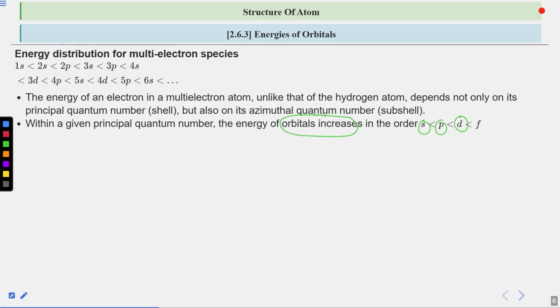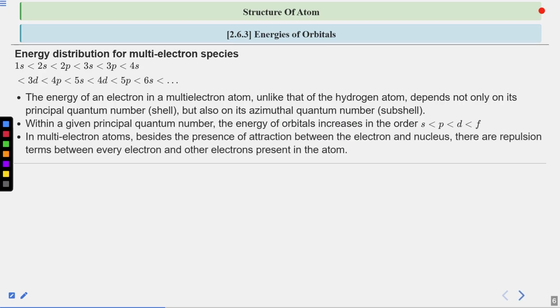Okay. So this is an important point to remember. Again I am repeating it. If you are changing the subshell, then you are increasing energy as s, p, d and f. So for a given shell, the value of l is important. Now, why is it happening? Why is there a difference between these two?